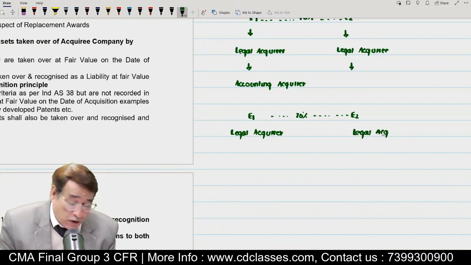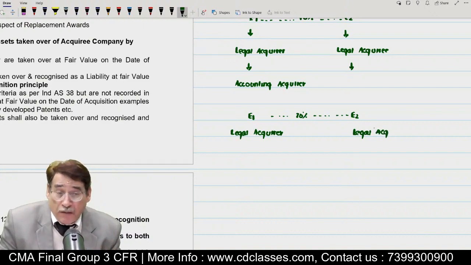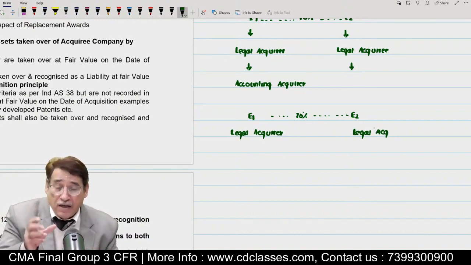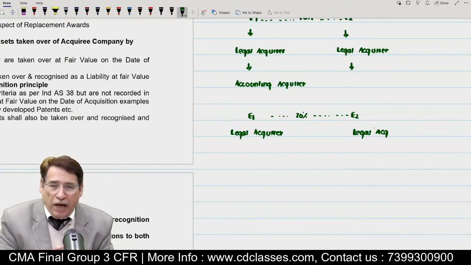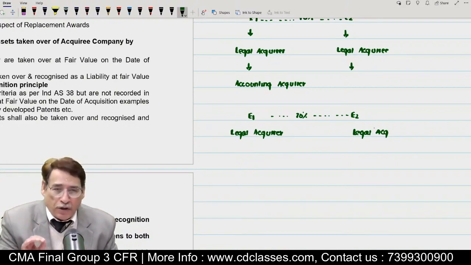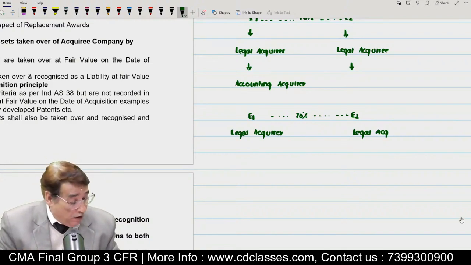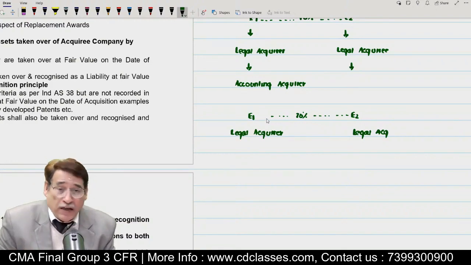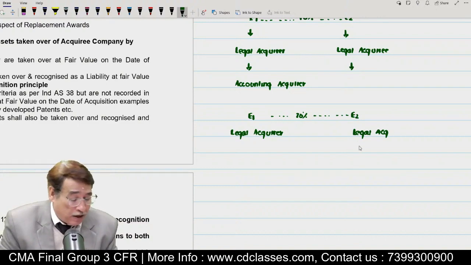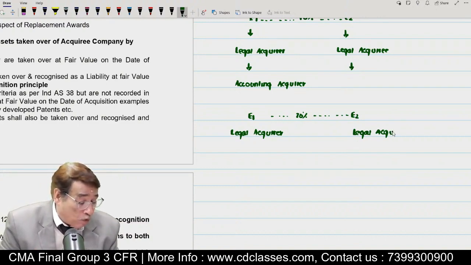Remember, in this particular chapter in our notes, we have kept nearly 24 sections. So you can visualize the length and breadth of this chapter. Each section comprises a question, and we have kept a separate section for reverse acquisition. I will talk about reverse acquisition later on. Just pay attention here. E1 has got control over E2 by having a 70% stake. So no doubt E1 is the legal acquirer and E2 is the legal acquiree.